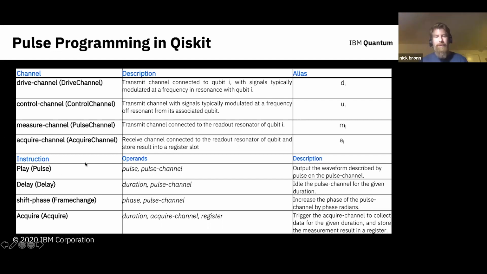That's simple. You have a Gaussian, you play a Gaussian. You can make delays between different pulses. You can change the phases and frequencies of the pulses themselves, so the carrier frequencies, and then you can look at the acquire channel, and you can actually do a number of things with the acquisition that you get.